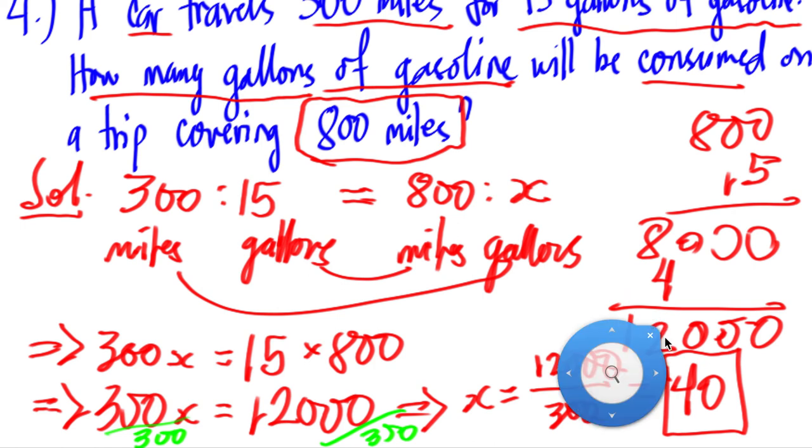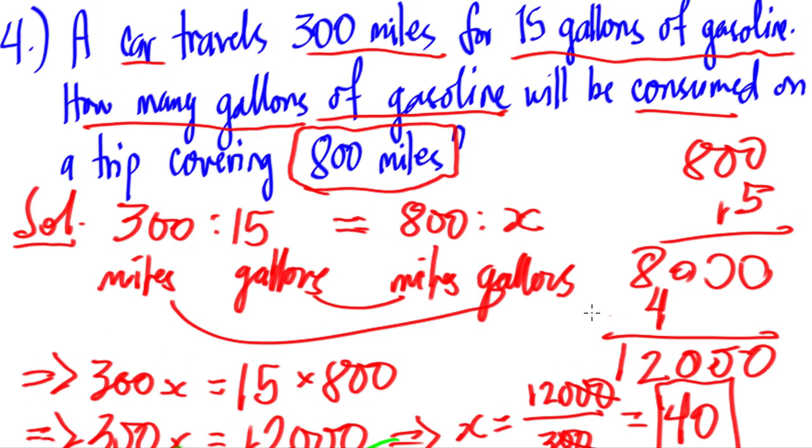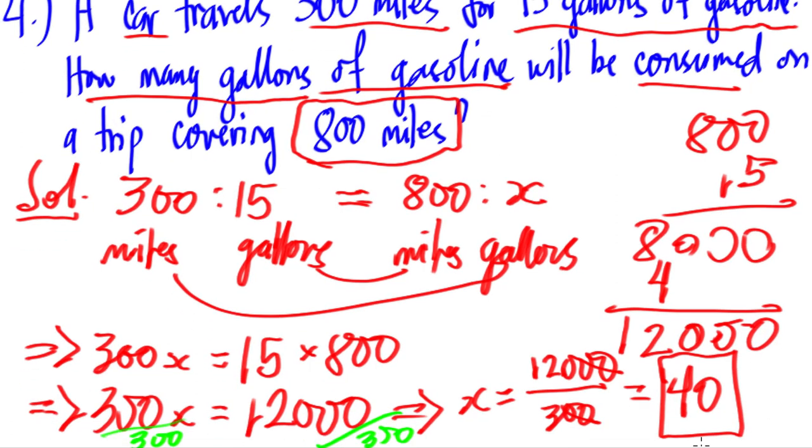So we go back to the question. A car travels 300 miles for 15 gallons of gasoline. How many gallons of gasoline will be consumed on a trip covering 800 miles? So the answer is 40. In order for us to cover 800 miles of travel, we need 40 gallons of gasoline.